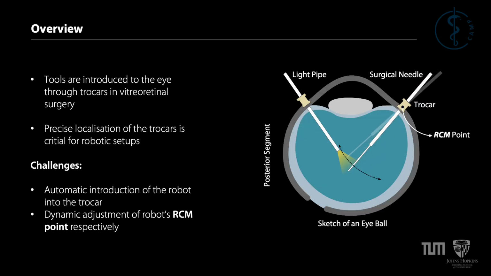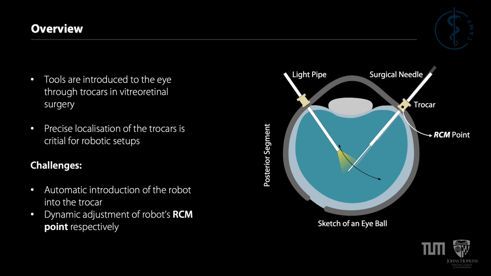In a conventional vitreoretinal surgery, the surgical tools are inserted into the posterior segment of the eye through the channels placed on the sclera, namely trocars. The trocars limit the movement of the tools, restricting it to their remote center of motion point.